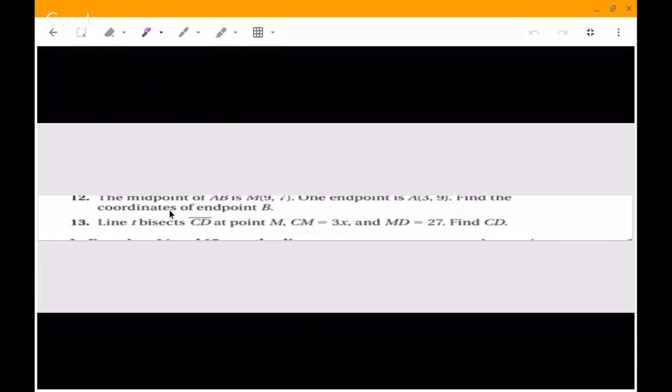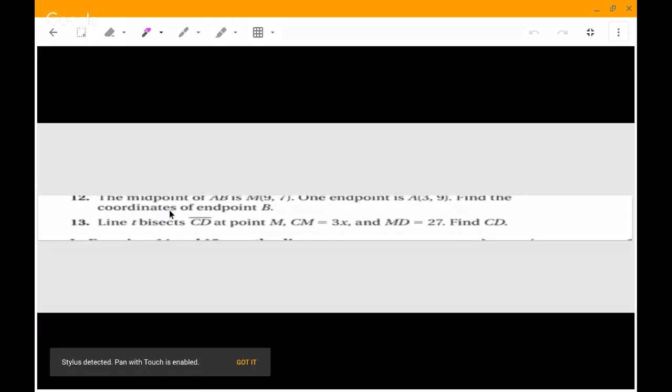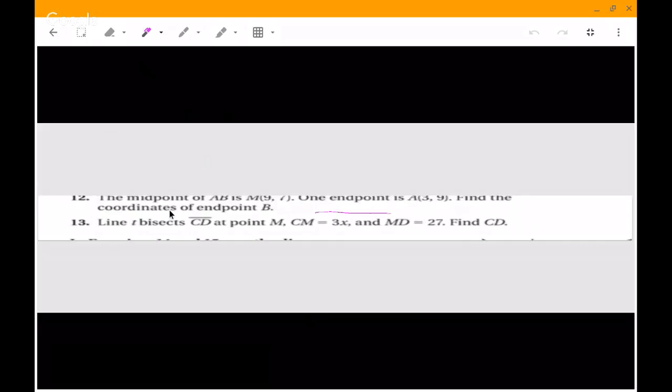So it says line T bisects segment CD at point M. CM equals 3x and MD equals 27. Find CD. So for this, you're going to draw your picture, okay? So if you have line T bisects CD, so this is going to be CD, okay? Bisects means it cuts it right in two, okay? So this would be line T.